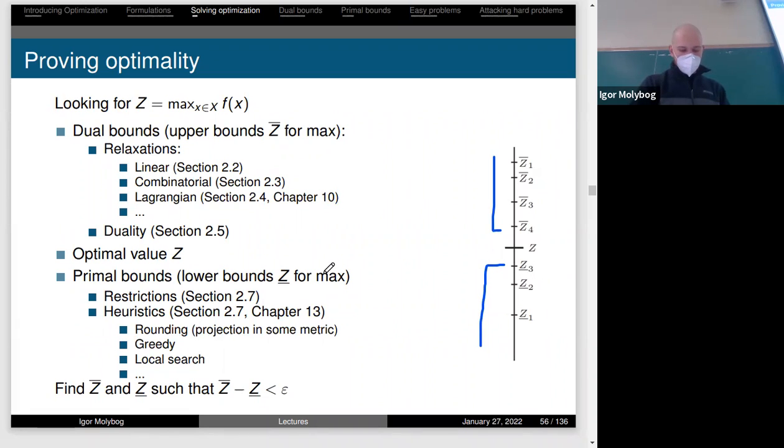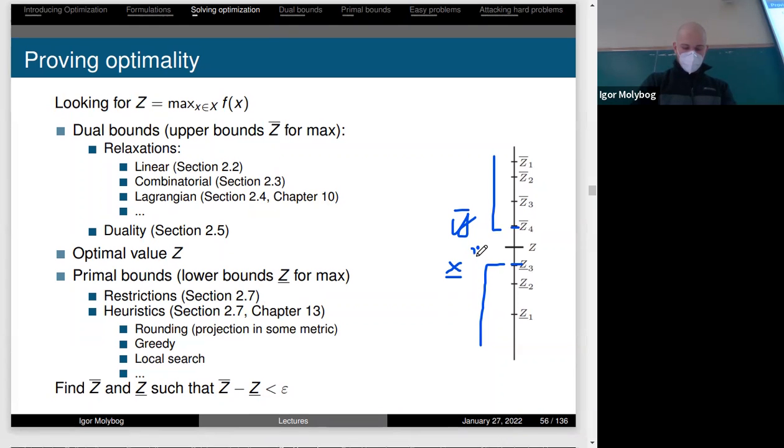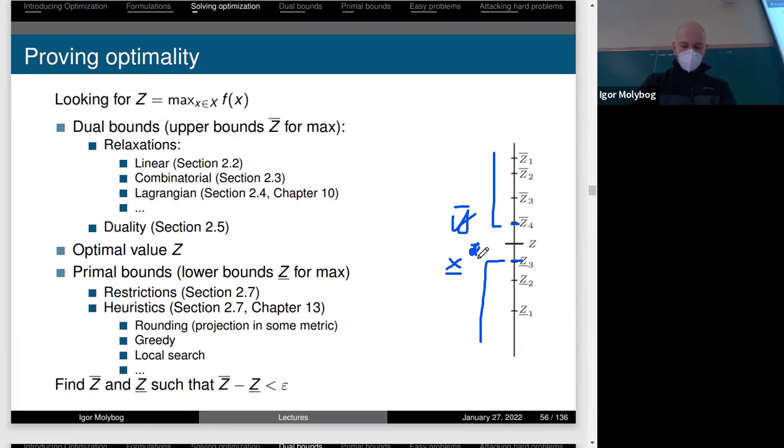Well, if you are given a lower bound, let's say a primal bound, a value of x that is certifying that the optimal value cannot be lower than, for example, z3, and you're given a value of y that is telling you that the optimal value cannot be higher than z4. Then whenever you are given a value, let's call it a value a, that lies between z4 and z3, you know that it is at most epsilon far from the optimal solution.